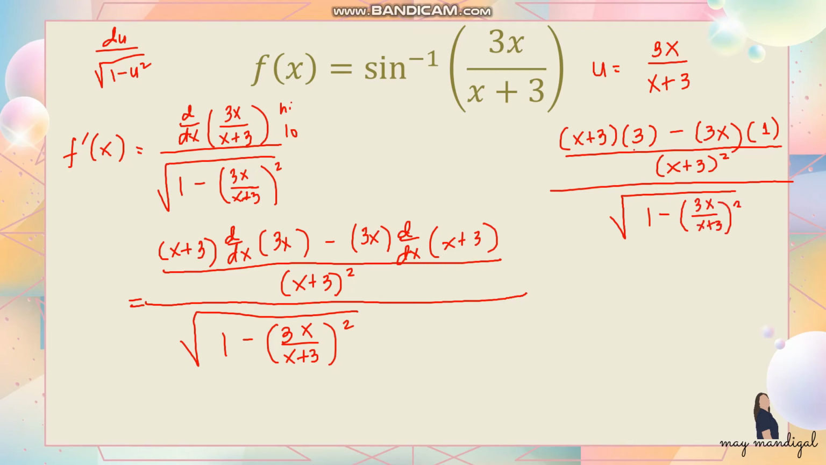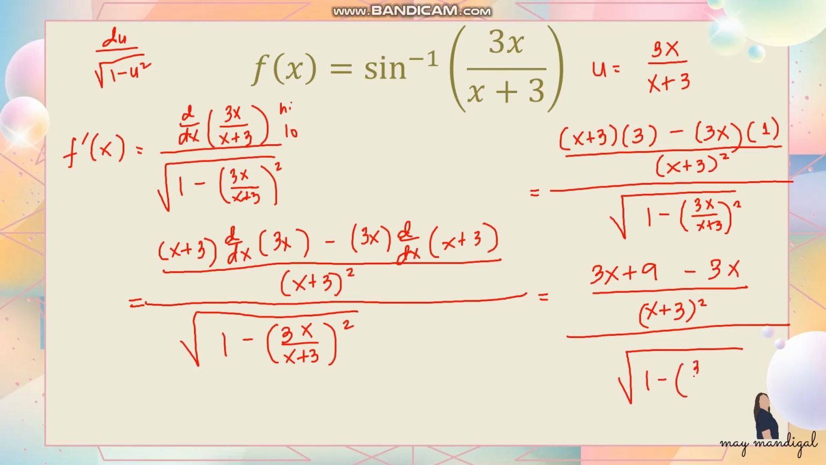We will just focus first at the numerator. So let's combine this one or simplify this even more. So we have here x plus 3 times 3, so that is 3x plus 9 minus 3x all over x plus 3 squared all over the denominator, which is square root of 1 minus 3x over x plus 3 squared. So again, we are just simplifying first the numerator, and we applied the quotient rule there.